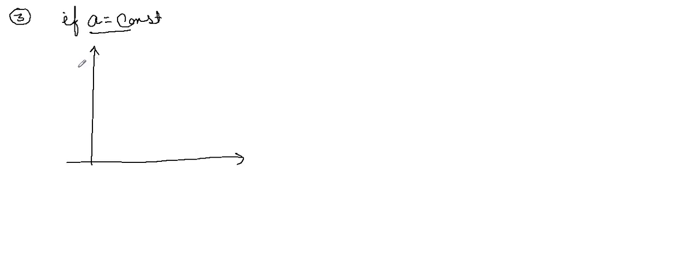Third case, if acceleration is constant, then your position time graph will be a parabola. Okay, if a is greater than 0, it will look like that, and if it is less than 0, it will be the opposite curve.